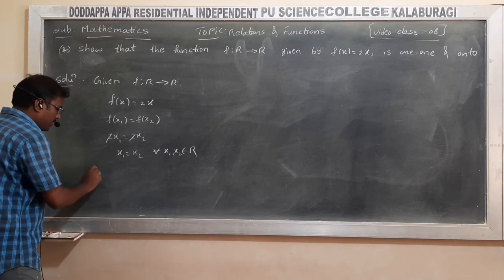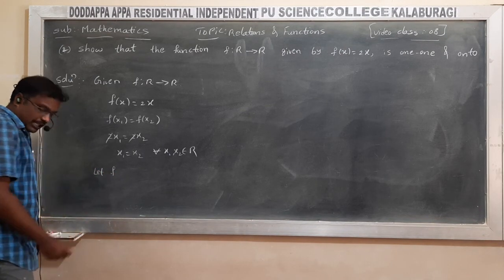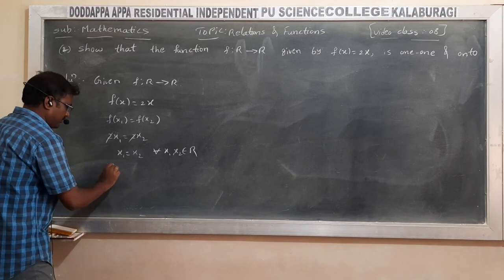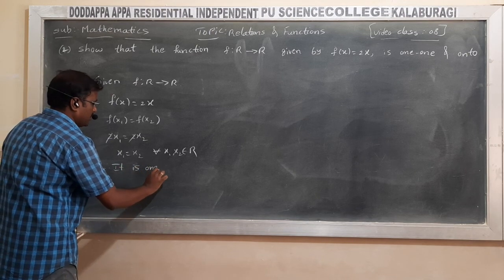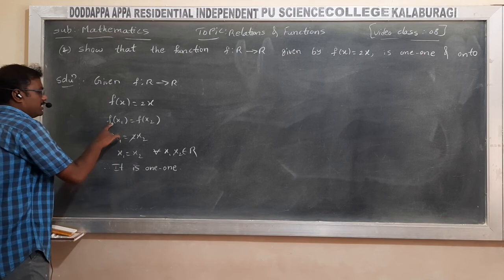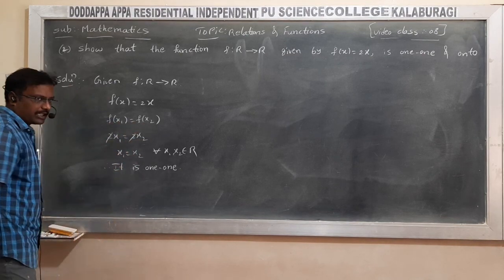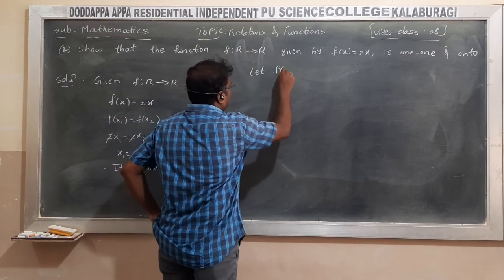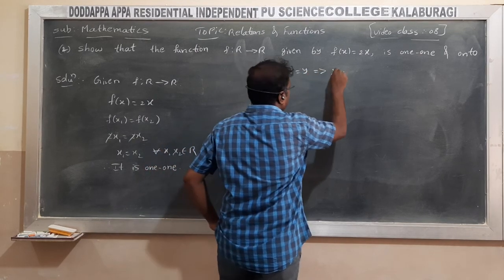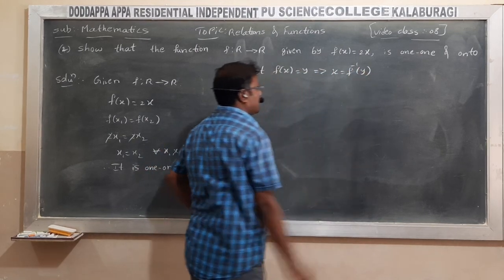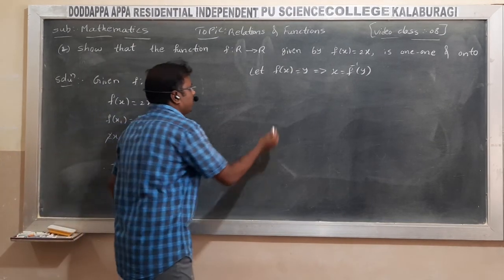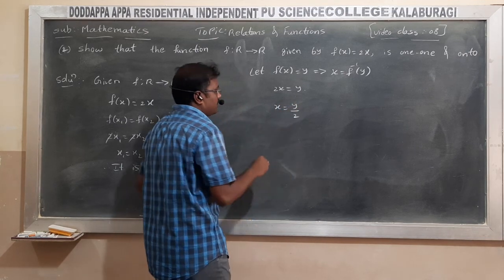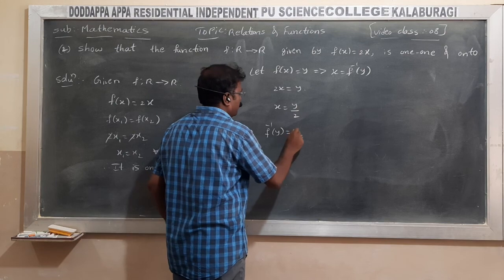Right? Therefore it is a one-one function. If you consider f of x1 equal to f of x2, then if you simplify, x1 is equal to x2, then it is a one-one function. Next we go for onto. Let f of x equal to y. So x is equal to what? f inverse of y. First condition. So what is the f of x value here? 2x equal to y. x is equal to what? y by 2. But x means what? f inverse of y equal to y by 2.